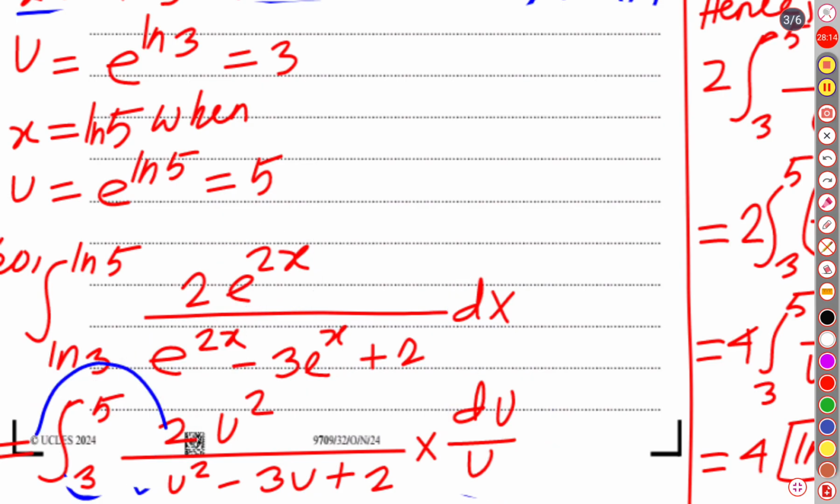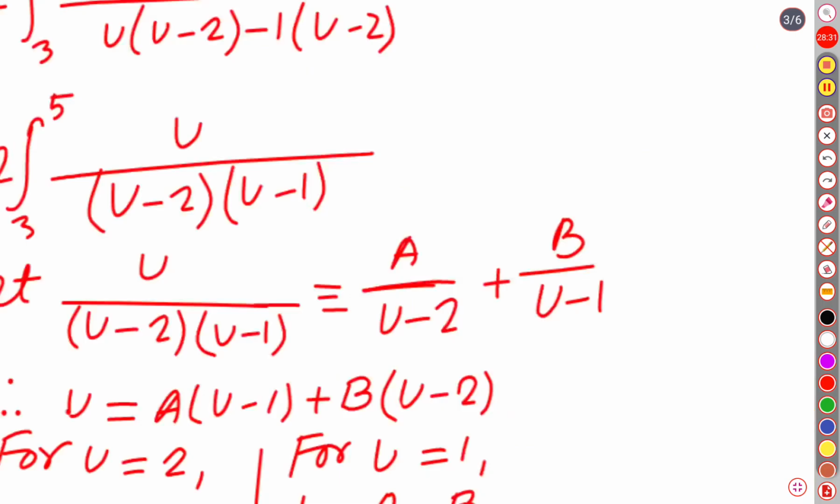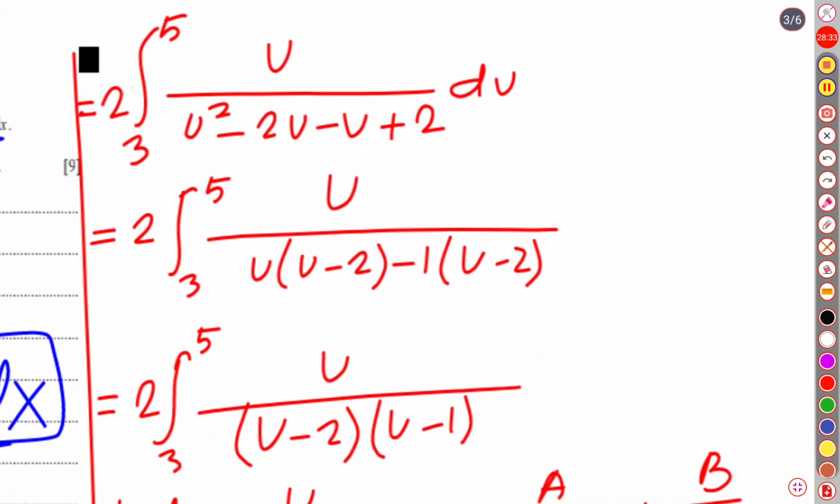This 2 can be written at the front, and this u can dissolve this u, then there remains only one u. So ultimately 2 will be written in the front and u will remain on top. So we are going to write u on top. Okay, so there is u on top. The numerator is only u, and the denominator is u square minus 2u minus 3u.